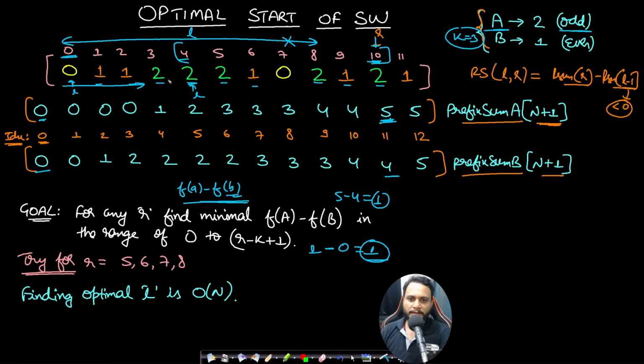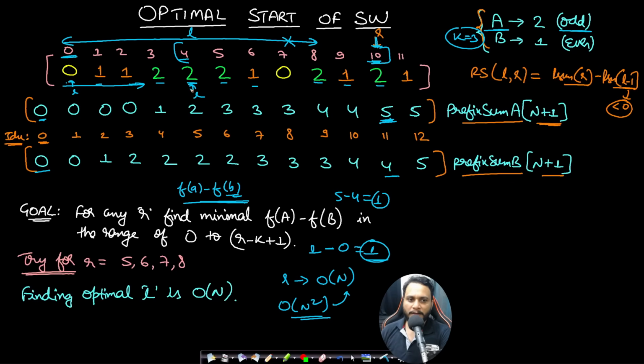But before this, for any particular R index, since your L is moving from 0 to R minus k plus 1, for every R point you are taking order of n time. So for all the n number of R points, your algorithm is going to run in n square time. Even after taking the prefix sum, we have not improved our solution. Okay, n square is not going to solve our problem. We have to solve it in order of n.